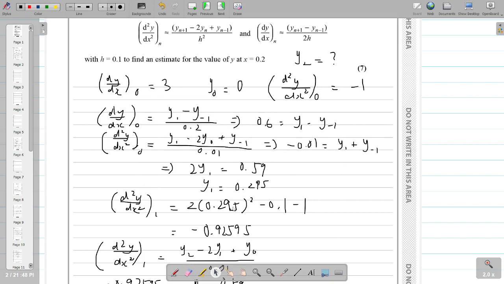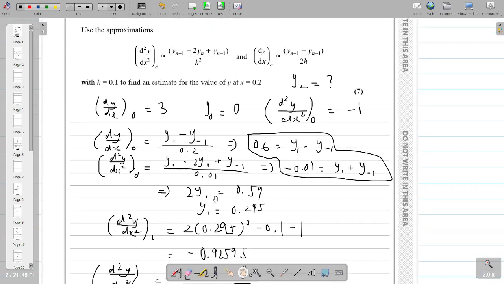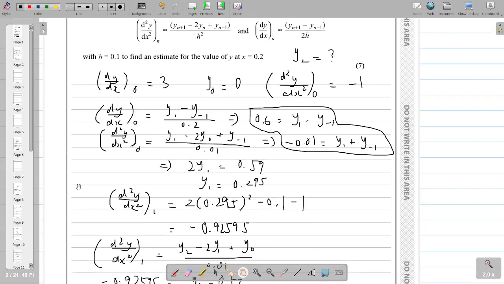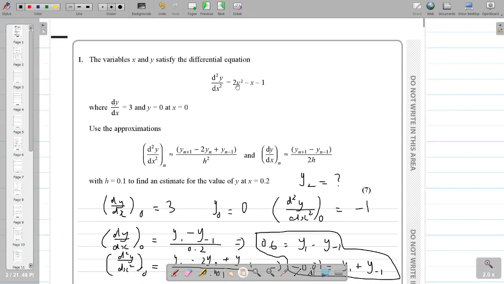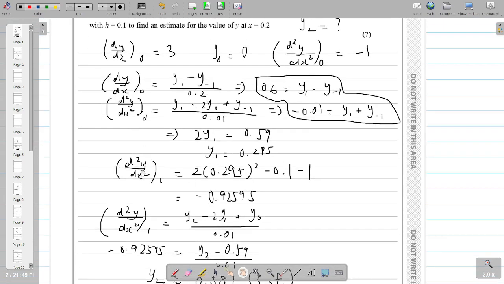I'm just going to box these two up just to highlight, and then add them together to get 2 y sub 1 is equal to this, to find out y sub 1, which is essentially the n equals 1, which is this first step, which is when x is equal to 0.1, y is equal to what? We can then use that to determine what d2y dx squared is by substituting x equals 0.1 and y equal to whatever y sub 1 is, to get what the value of the second derivative at x equals 0.1 is.